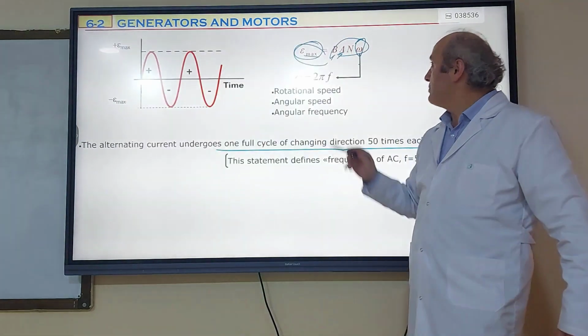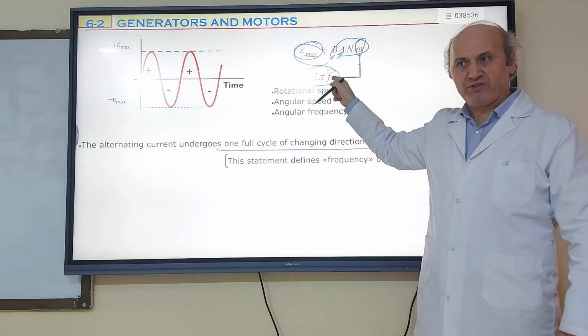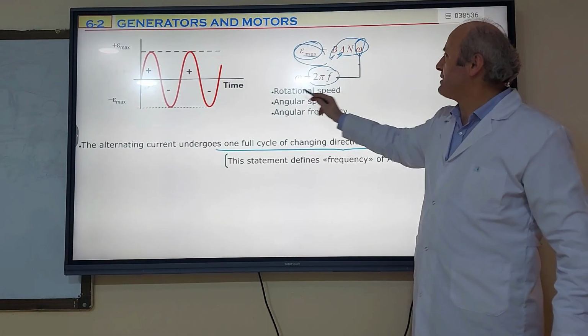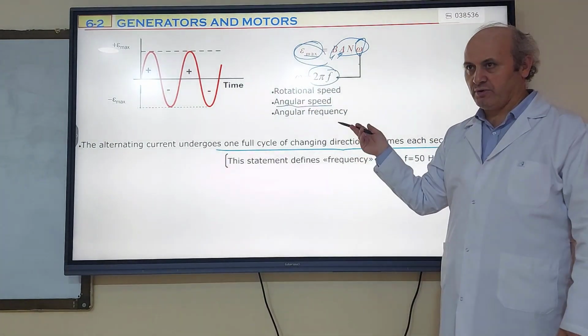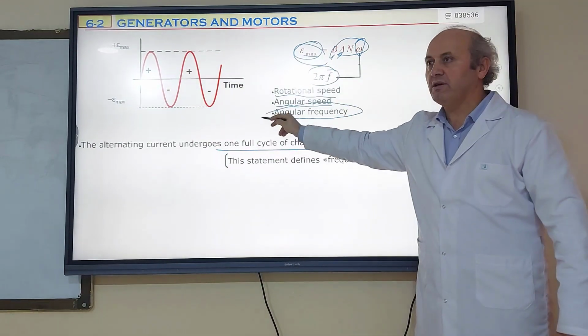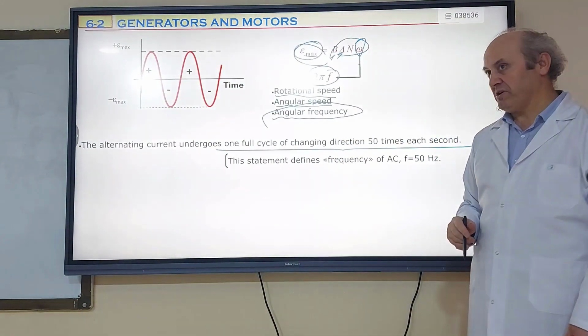So BA and omega is calculated by 2 pi. We also calculated this in chapter 1, section 1. This omega is sometimes called angular speed. In section 1 we learned rotational speed, and now in this section one more is added: angular frequency. Omega is also named angular frequency, and its unit is radian per second.